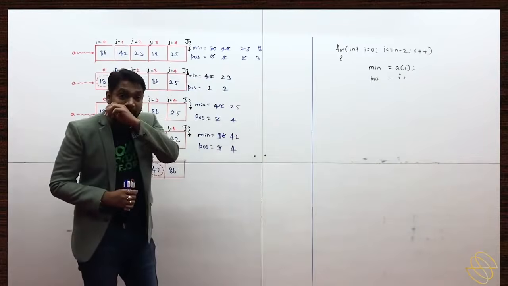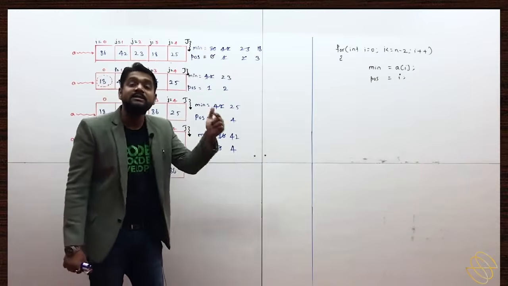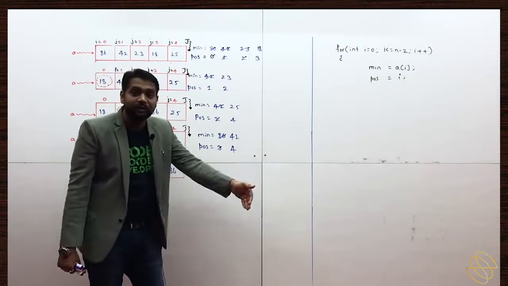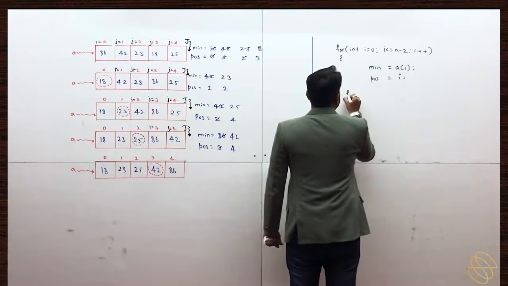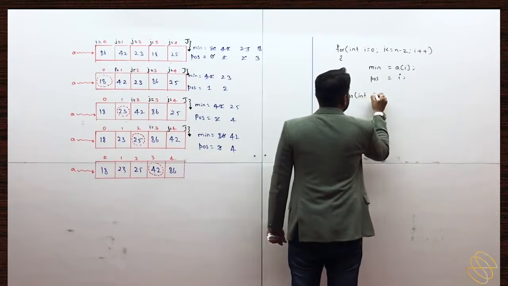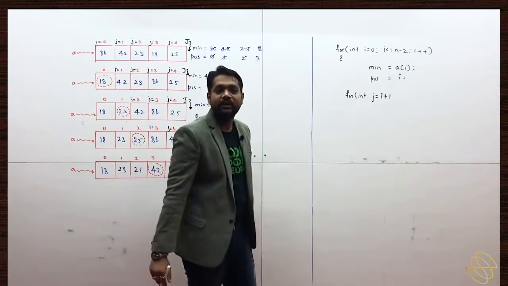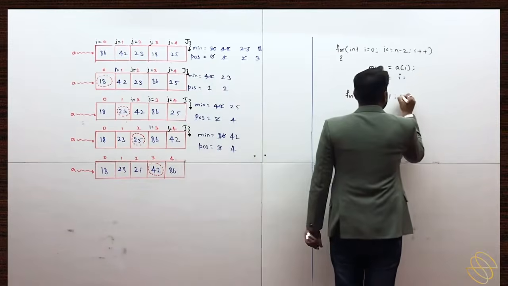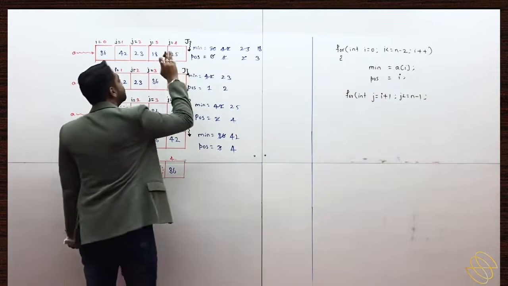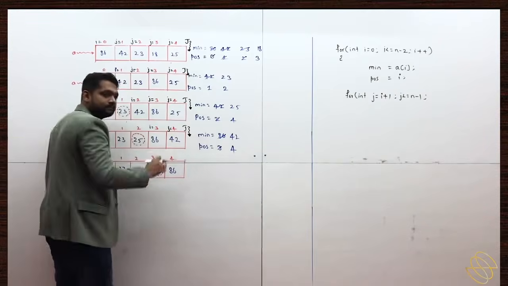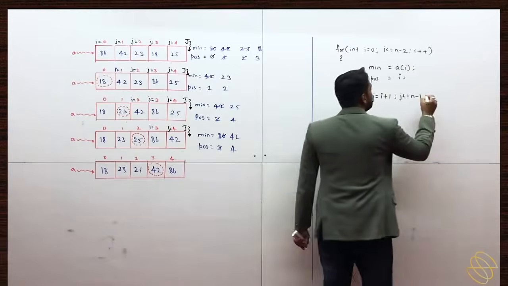Did we stop there? No. After assuming the minimum and its position, we appointed a servant one step ahead of I, correct? Same thing I would write. Now, appoint one servant called J, one step ahead of I plus 1. Go until J is less than or equal to n minus 1. If n is 5, J is going until 4. So start from I plus 1, go until n minus 1, J plus plus.